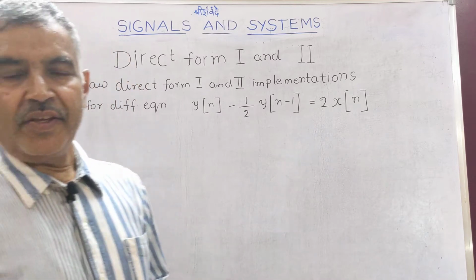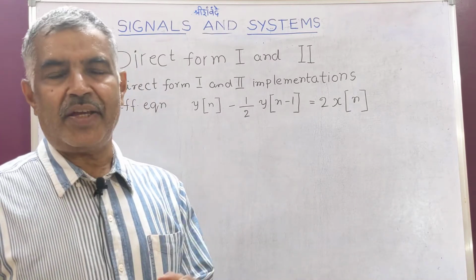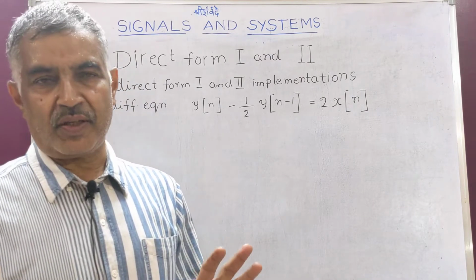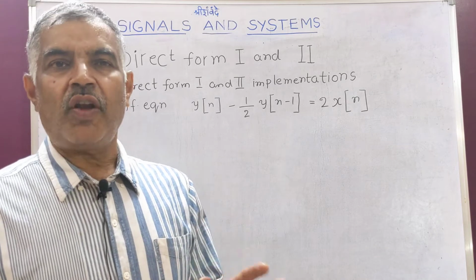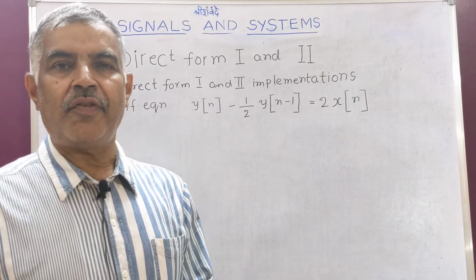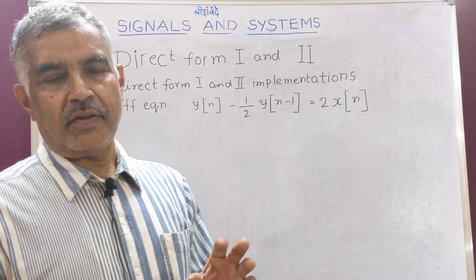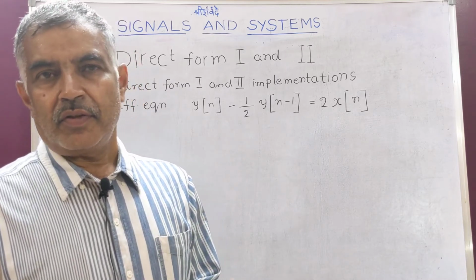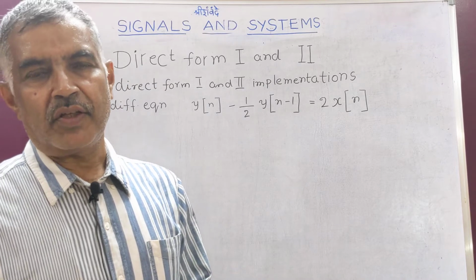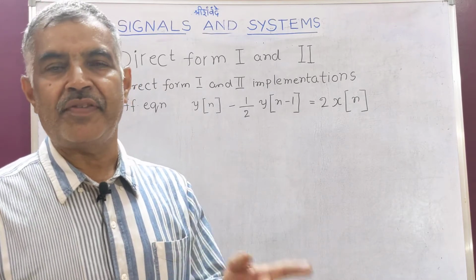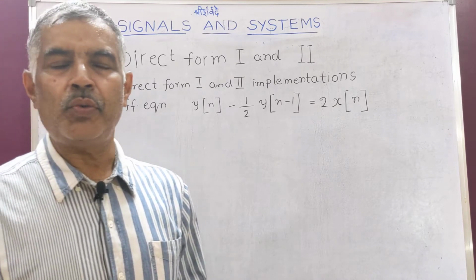Now, the next topic is block diagrams, where there are two popular forms, called direct form 1 and direct form 2. Direct form 1 we shall concentrate on first. By taking direct form 1 and making suitable alterations, you can get direct form 2.